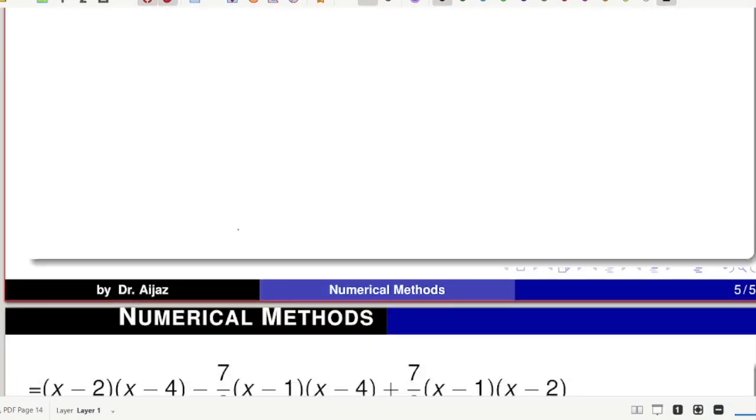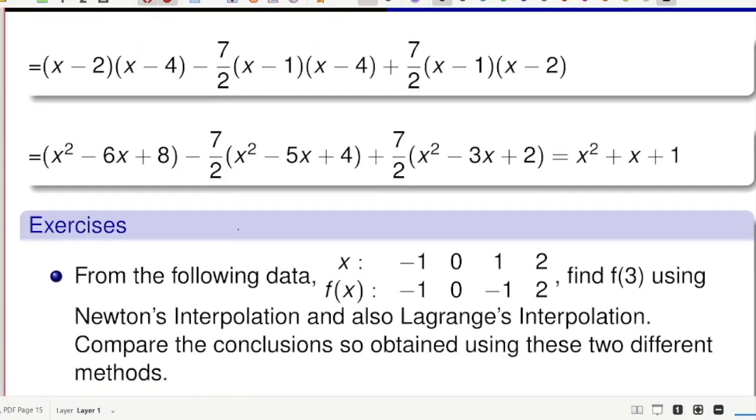Now we have mentioned some more exercises here. From the following data we are given the value of x and f of x. So x is the input value minus 1, f of x is also minus 1. If x is 0, then f of x is also 0. If x is 1, then f of x is minus 1. If x is 2, then f of x is 2.